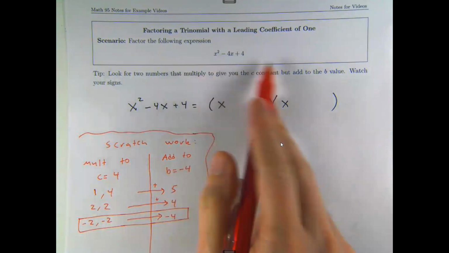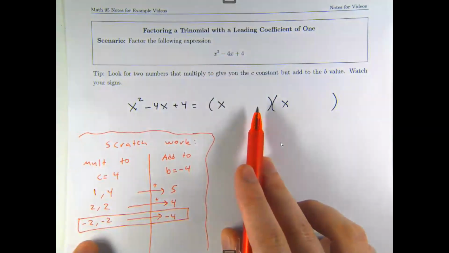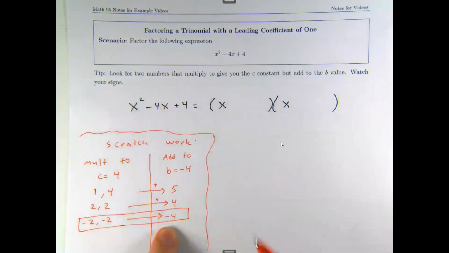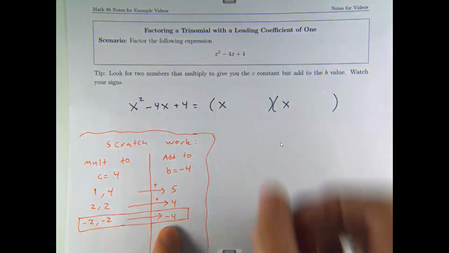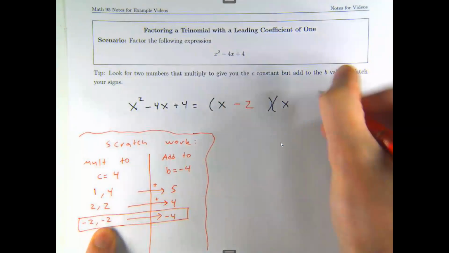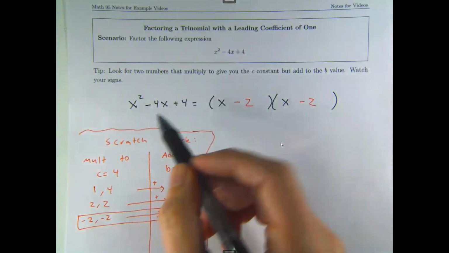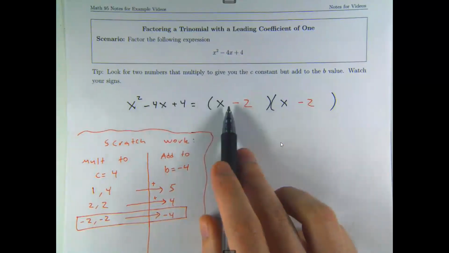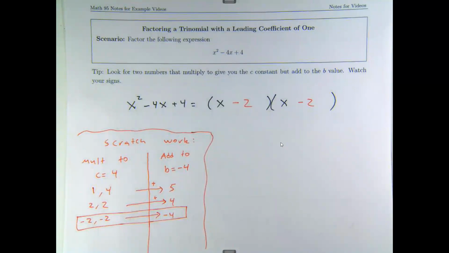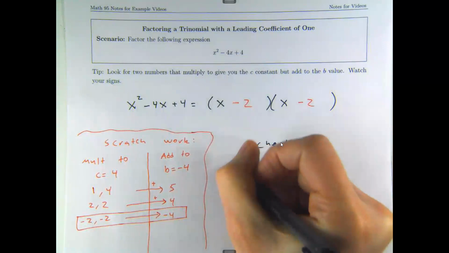So when I'm working with a trinomial here that's starting with just an x squared, I'm trying to find 2 numbers that multiply to give me the constant, but add to give me the middle term. Once you find those numbers, you're just going to write them in: x minus 2, x minus 2. So when I factor x squared minus 4x plus 4, I'm getting the final result of x minus 2 times x minus 2. You can always check by multiplying things out.